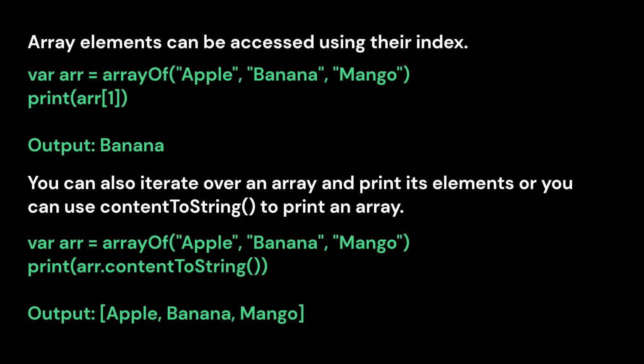Array elements can be accessed using their index. You can also iterate over an array and print its elements, or you can use the contentToString function to print an array.